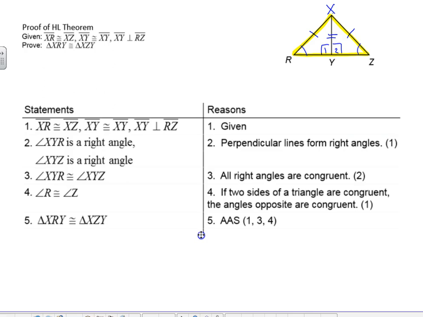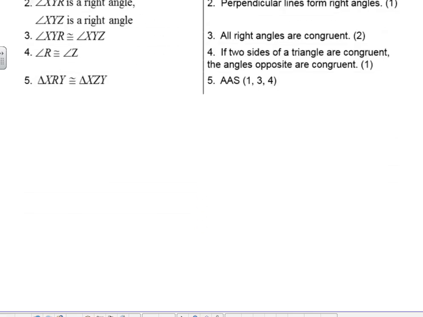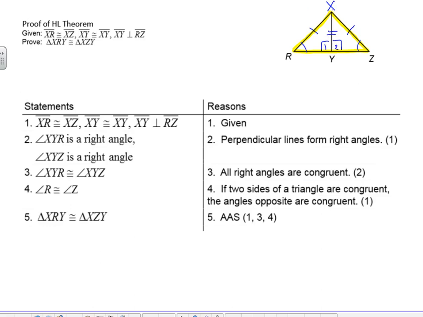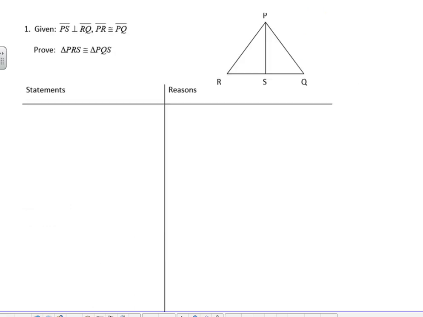What is that doing here? What we're doing is proving that hypotenuse leg is a valid reason. So we can actually do this with a different approach now because we've proven it, and I'm going to show you some examples on how to do that.